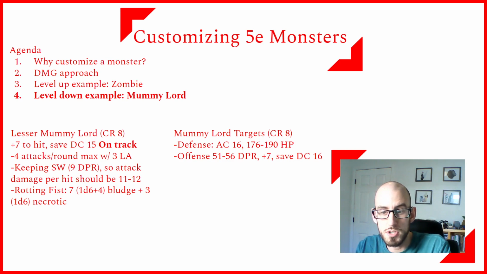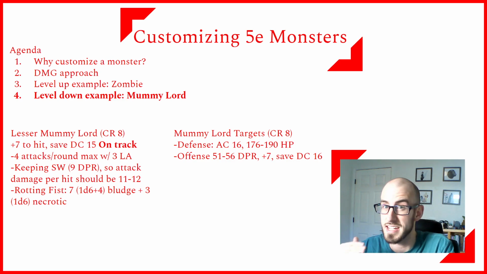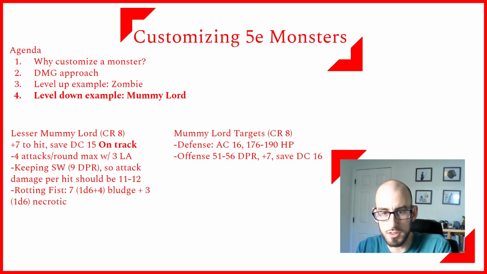So our attack damage per hit should be in the 11 to 12 range to try to keep us on target. Therefore, I'm going to change our Rotting Fist attack to do 1d6 plus 4 bludgeoning damage and an additional d6 of necrotic damage. So very similar to our CR2 zombie in terms of how hard its Rotting Fist hits. This is an expected value of 10, and combined with the spiritual weapon, it's actually 11. This gets us right to 53, which is right in the middle of our target damage range.